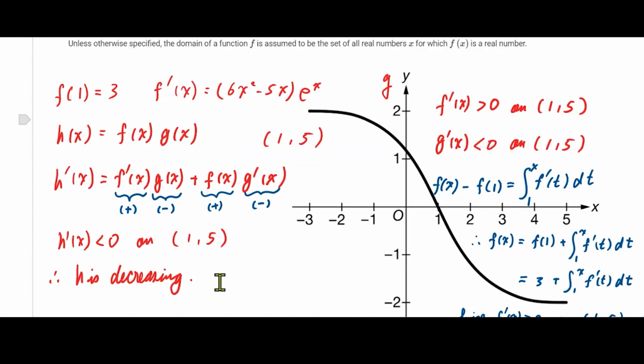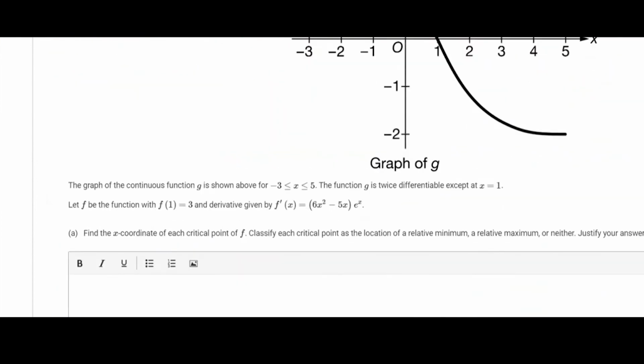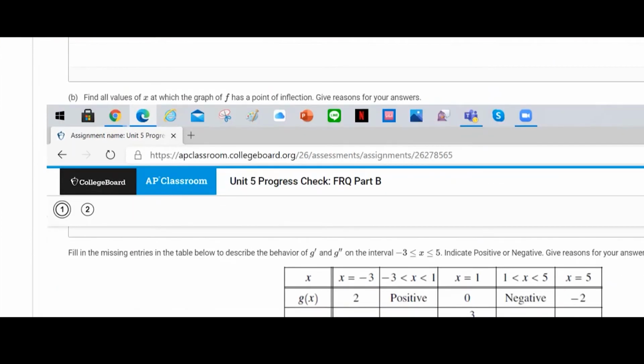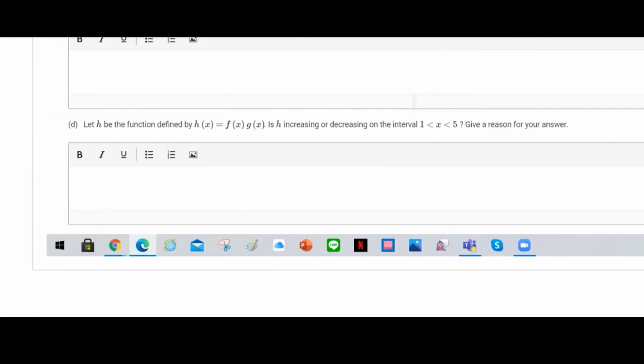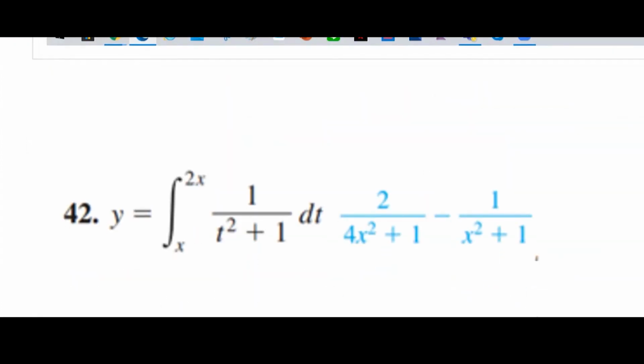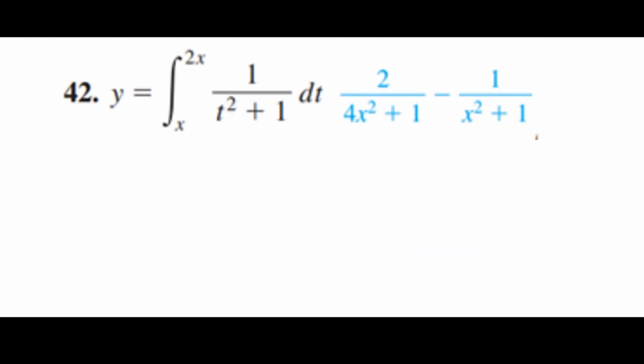Okay, let's move on to, recording is going rather well. So it was just the third period. Okay, let's do this 42. There are two ways of doing it, and I'm going to show you both. Number one, just a long regular way.